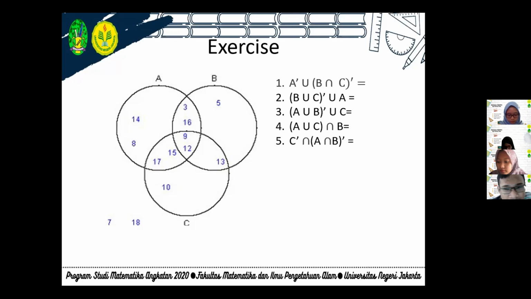May I try number 3 again? Yes. I think number 3 is 7, 9, 10, 12, 13, 15, 17, and 18. Yeah, that's correct. And who's going to try to answer again?